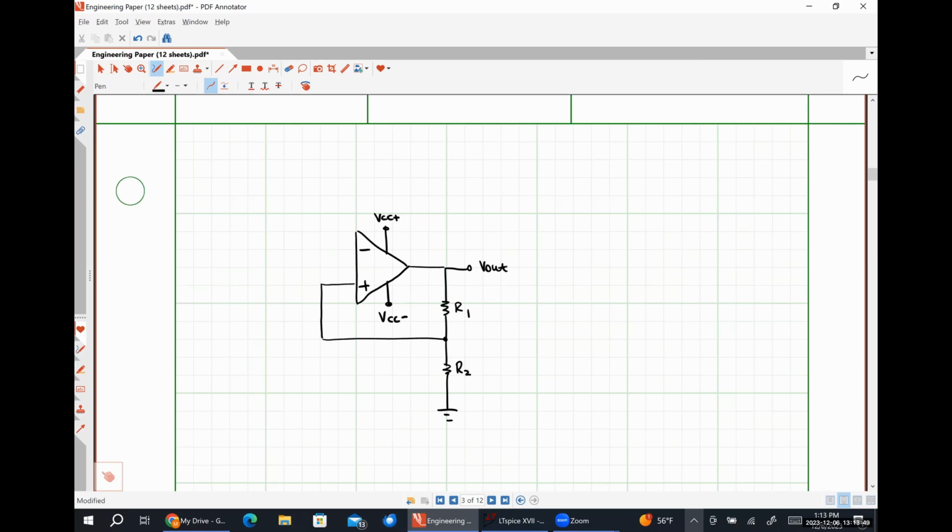If R1 and R2 are significantly less than the input resistance, then the voltage here at this node is just going to be R2 over R1 plus R2 times whatever V out is, right? This is actually going to serve as our reference voltage in the circuit. So we're using the output to establish our reference. So let's call this guy Vref.